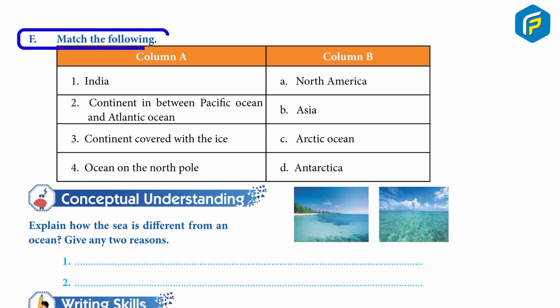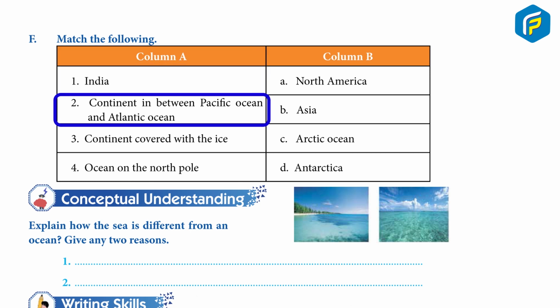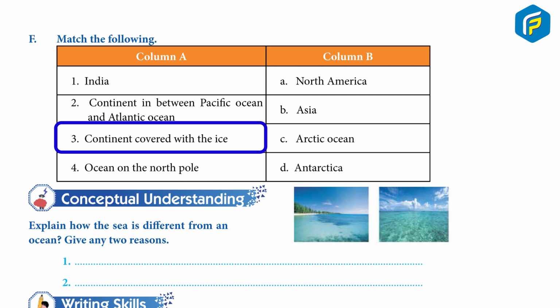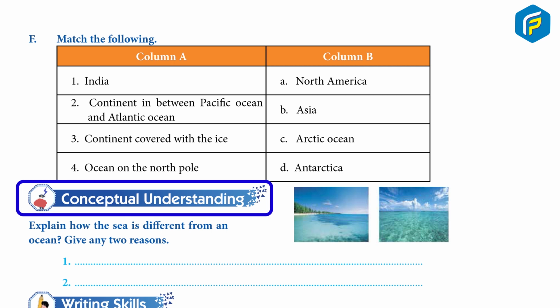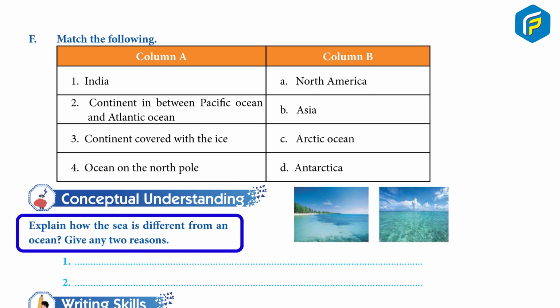F. Match the following. Column A. 1 India. 2. Continent in between Pacific Ocean and Atlantic Ocean. 3. Continent covered with the ice. 4. Ocean on the North Pole. Column B. A. North America. B. Asia. C. Arctic Ocean. D. Antarctic. Conceptual understanding. Explain how the sea is different from an ocean.